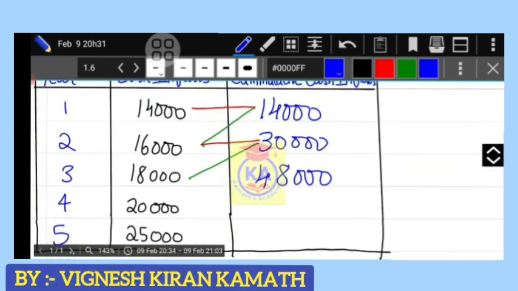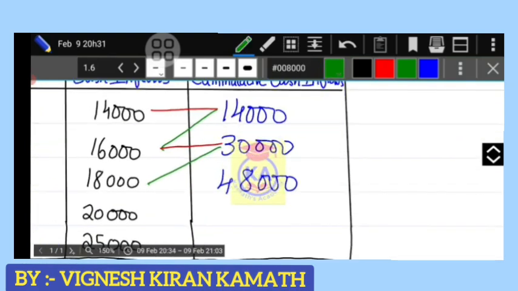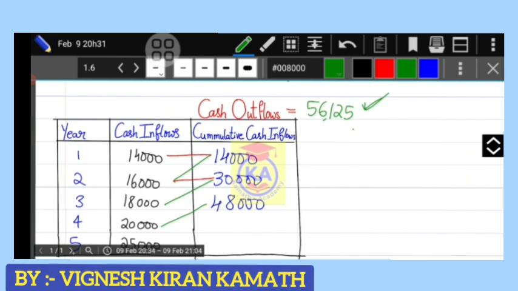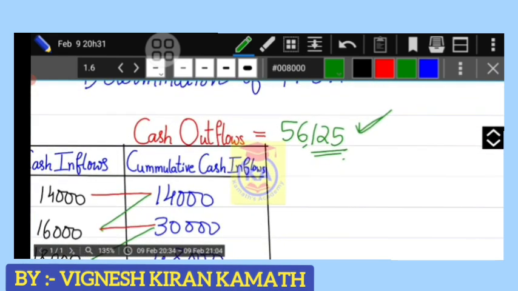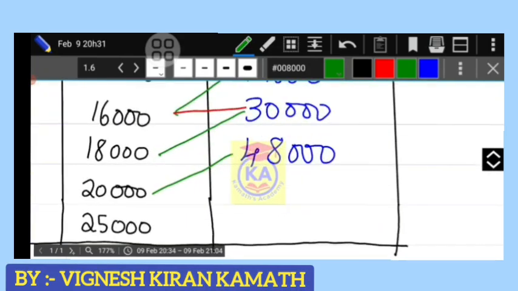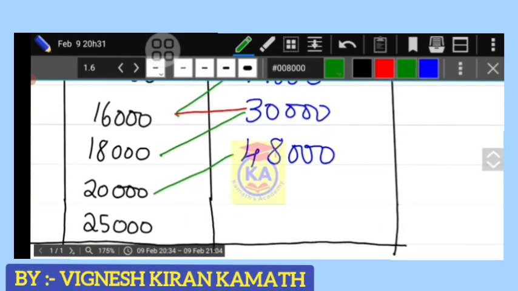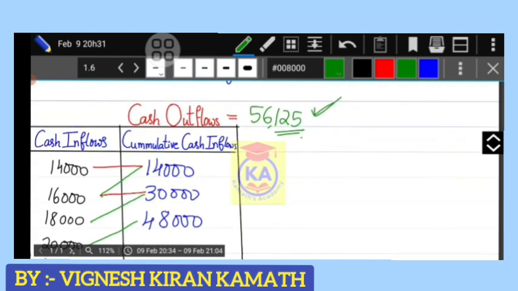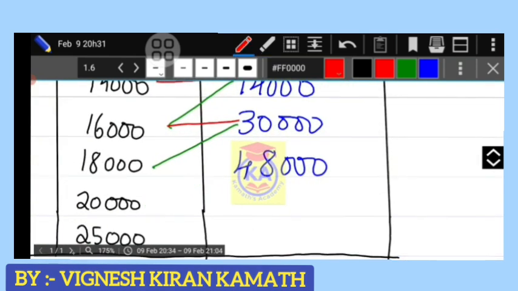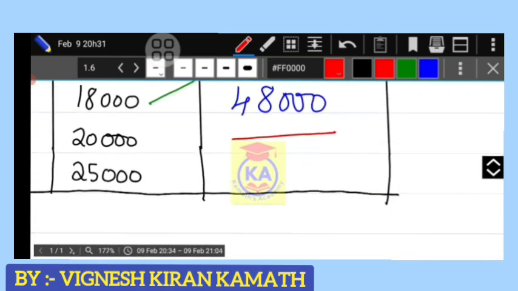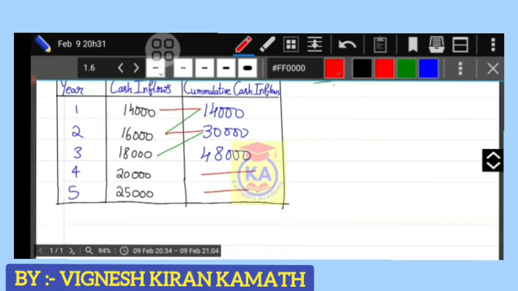Now when I add 48,000 and 20,000, I will get more than 56,125. See the total, 56,125 is the cash outflow. When I add 48,000 plus 20,000, I will get more than 56,125. So that is the reason we are stopping our calculation. Just put a dash and keep. In both the years you have to stop until here.